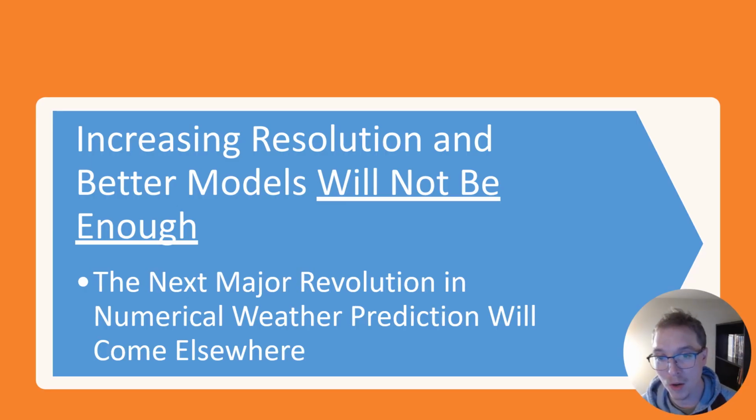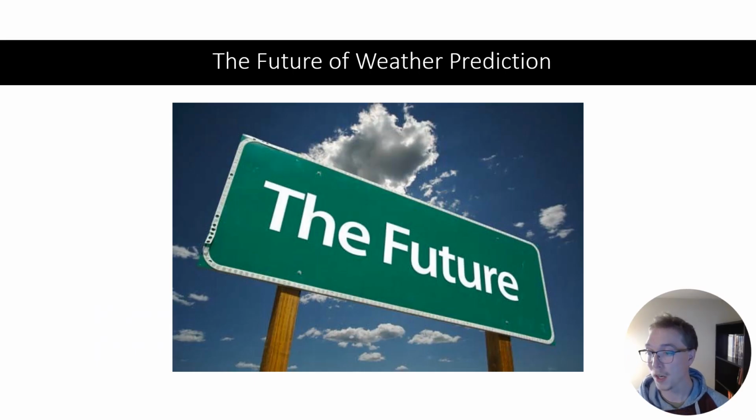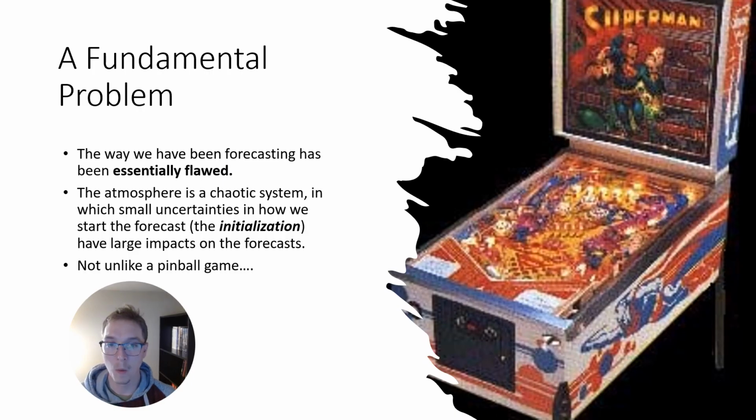Increasing resolution and better models aren't going to be enough, though. The next major revolution in numerical weather prediction is going to come from somewhere else. But where is that going to be? Well, the way we've been forecasting, you could call it flawed. The atmosphere is inherently chaotic, and small uncertainties in how we start to forecast weather have very major impacts on the forecasts themselves. Think of a pinball game: very slight deviations can send that ball flying wildly in ways that we didn't previously predict.